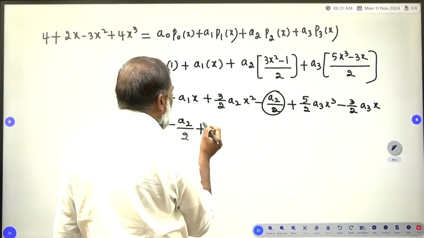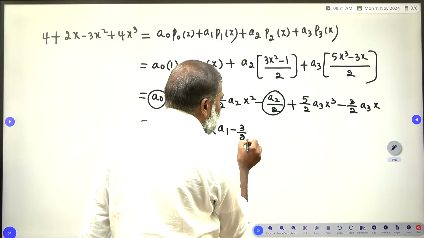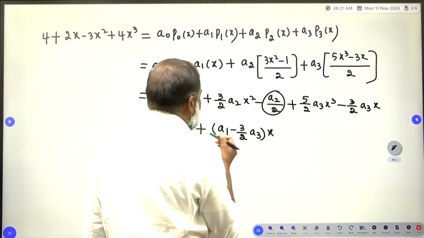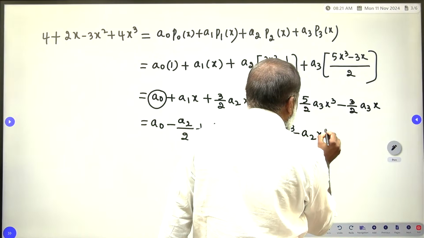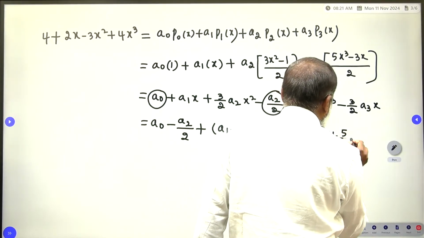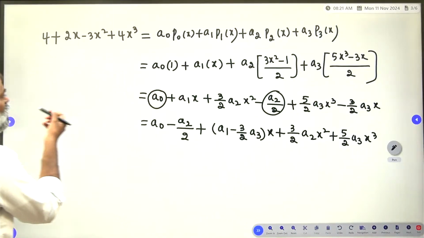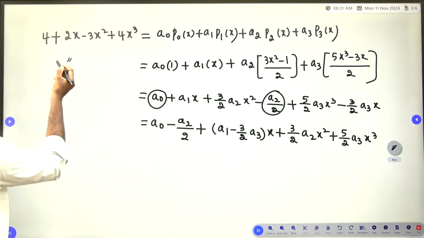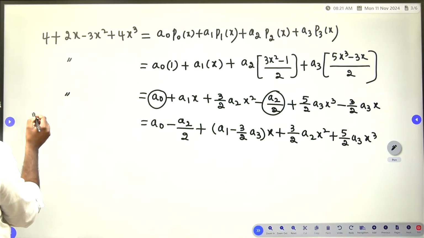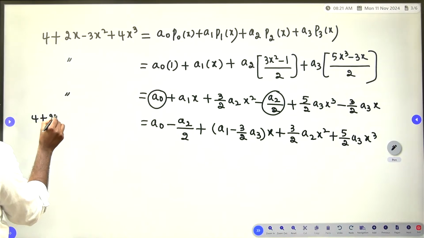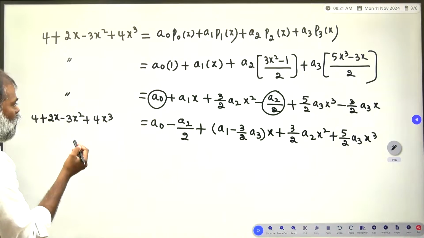Now the x terms you have to write. What is the x term? a1 into x minus 3 by 2 into a3 into x, plus x square term a2 into x square, plus 5 by 2 into a3 into x cube. Clear? So which is equal to what? Which is equal to 4 plus 2x minus 3x square plus 4x cube. Now you have to compare.